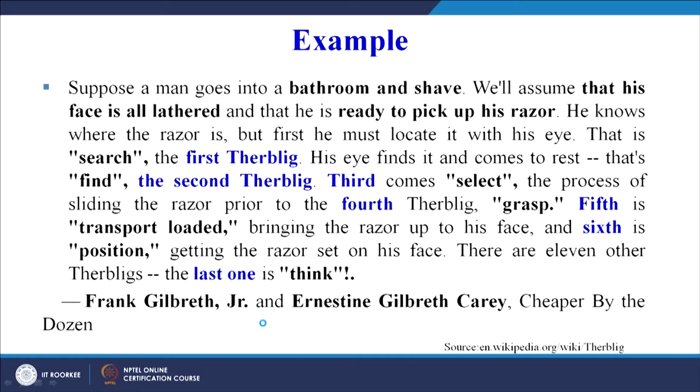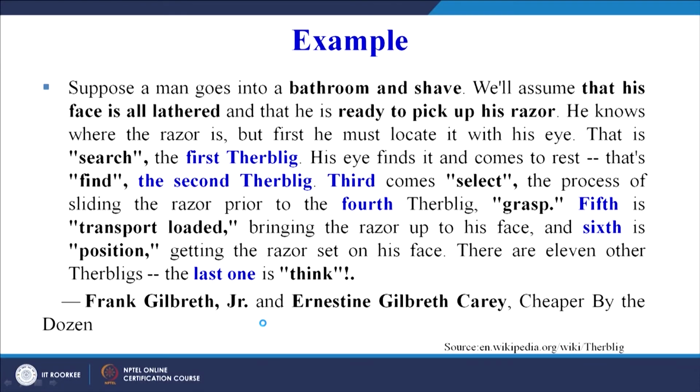His eye finds it and comes to rest, that's find. So he is first looking for the razor, he has located it, he has found it. I have left the example for find during the discussion, and now you can see what we mean by find, and you can frame your own examples. So search and find are the first two. Third is select, the process of selecting the razor, prior to the fourth therblig, that is grasp.